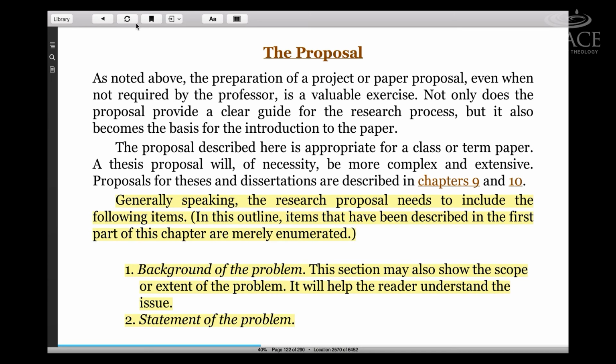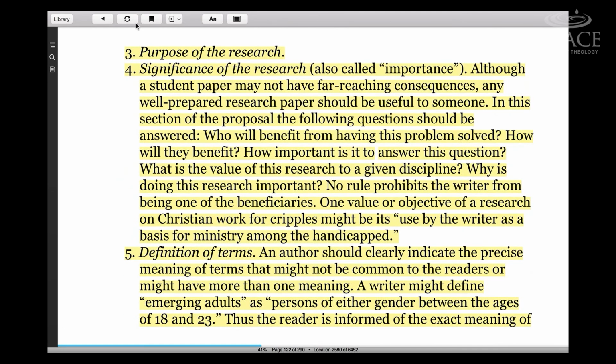A research proposal needs to include the following items. You need to state the background of the problem. This will help the reader to know the scope of the problem and understand the issue. You need to state the problem, give the purpose of the research, and give the significance of the research. It doesn't have to be far-reaching, but a well-prepared paper will be useful to someone. And so you just need to state what is the value of what I'm doing.